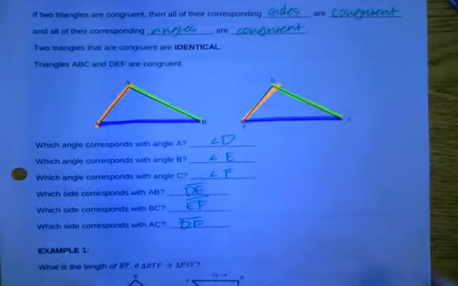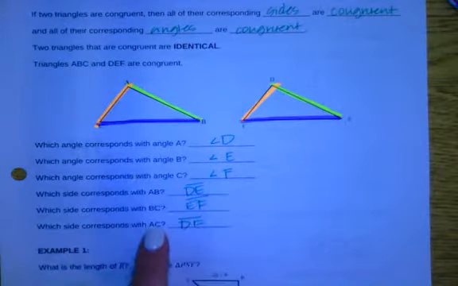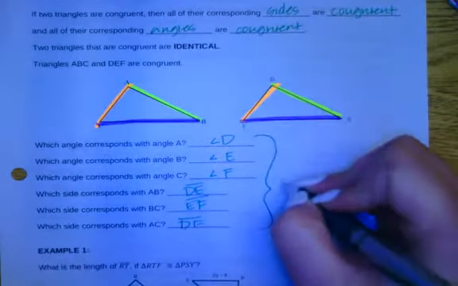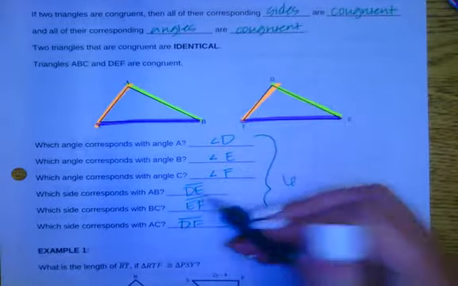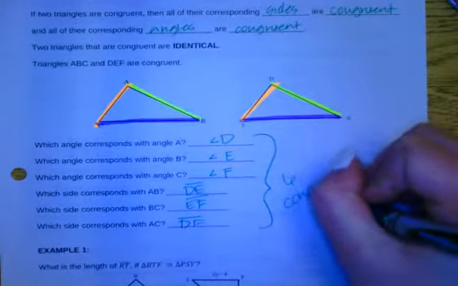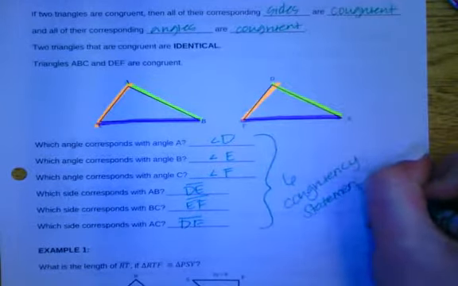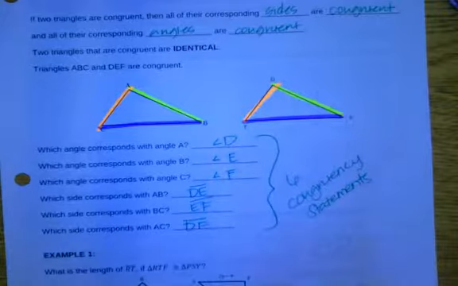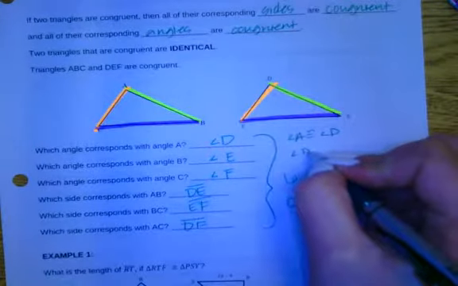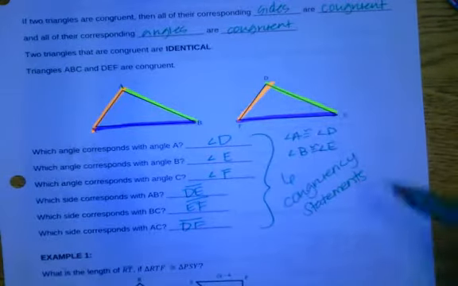Okay, so with every set of congruent triangles, you could write 6 congruency statements. So you have 3 congruency statements pertaining to the angles and 3 congruency statements pertaining to the side lengths. So 6 congruency statements. Another way to write this would just be angle A is congruent to angle D. Angle B is congruent to angle E, and then so on and so forth, and you could go all the way down. So that is what I mean by congruency statements.